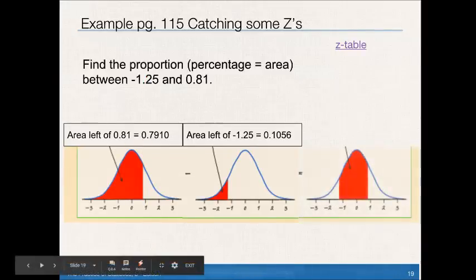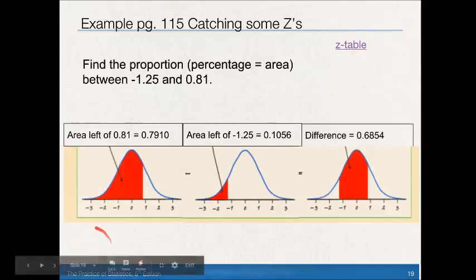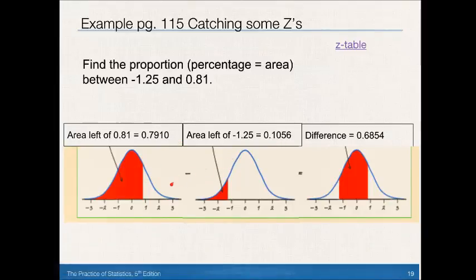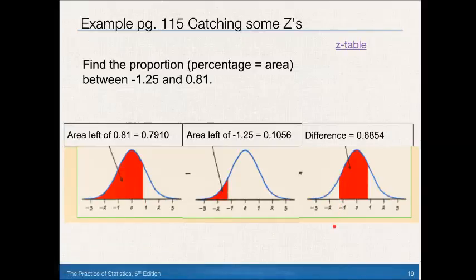And so the area is going to look like this. And so I subtract the difference from 0.7910. That's why I did the 0.81 first, because I knew that I was going to take that and subtract out the negative 1.25. And so it comes out to 0.6854, which represents 68.54% as the area.